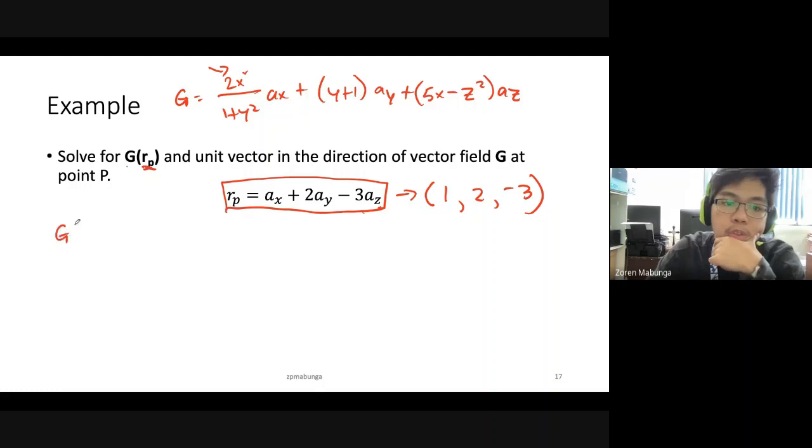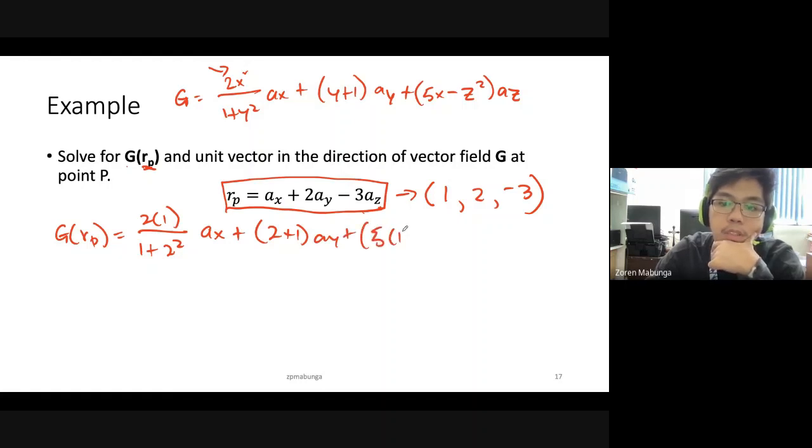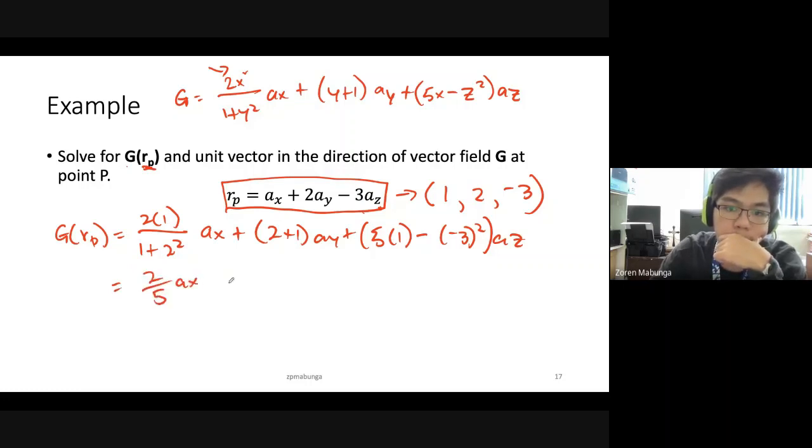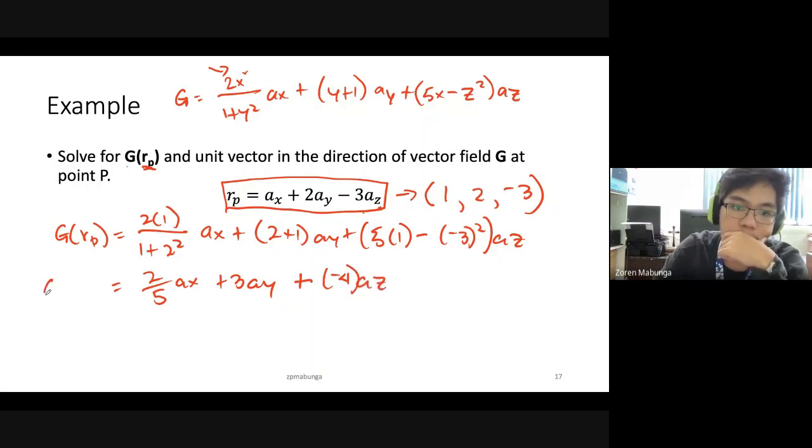So, makukuha mo na yung G will be equal to 2 times 1 over 1 plus 2 squared ax plus 2 plus 1, kasi y plus 1 tayo dito, ay plus 5 times 1 minus z squared, so negative 3 squared az. Okay, and then solve mo yan. Nakukuha natin dyan will be 2 over 5 ax plus 3 ay plus negative 4 az. So, this will be your answer na for G at RP. Okay?